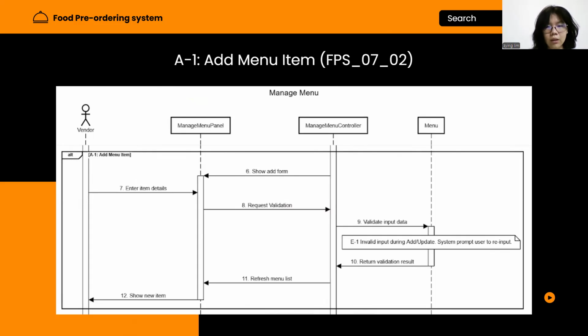Step 11, refresh list. The controller updates the panel with the latest menu data. Step 12, show new item. The panel displays the newly added item in the list.